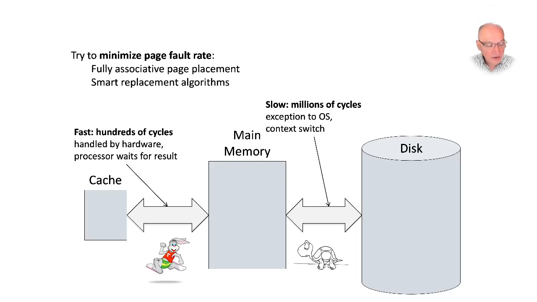So one of the important things for performance is that we must minimize the page fault rate, which means that we don't want to have more page faults than we have to. One way to do that is to make the mapping between the memory and the disk fully associative. Remember, fully associative means that any page that's brought from the disk can go into any frame in the main memory. So there is no restriction such as 2, 4, 8 or 16-way set associativity. Any page can go anywhere in the main memory.